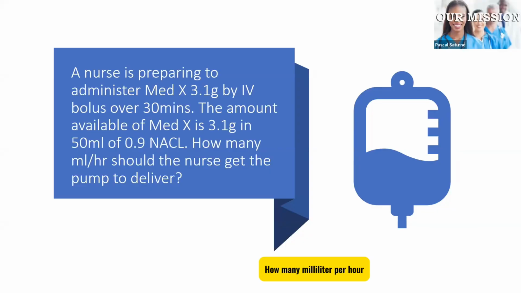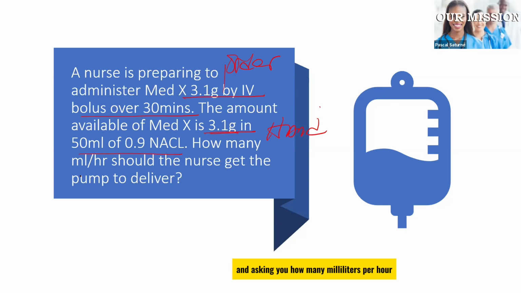How many milliliters per hour should the nurse set the pump to deliver? What is your order? 3.1 milligram IV bolus over 30 minutes. That's your order. What is the amount we have available? On hand, you have 3.1 gram in 50 milliliters of normal saline. And the question is, how many milliliters per hour should the nurse set the pump to deliver?